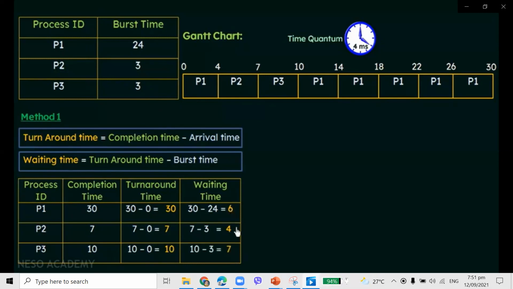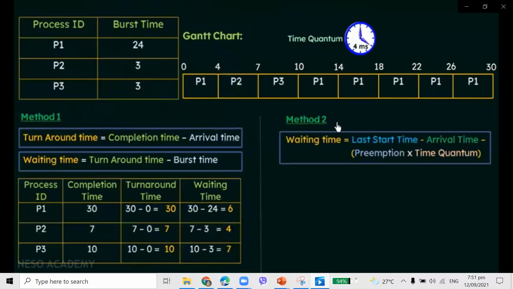So here we have calculated the waiting times as well. You can use this method when you have to calculate both turnaround times and waiting times. You can calculate turnaround time like this, and once you have calculated turnaround time, you can easily calculate the waiting time. Now we'll go to the second method, and in this method we will calculate only the waiting times. This method will be useful if you have to calculate only the waiting time and you don't have to bother about the turnaround time.